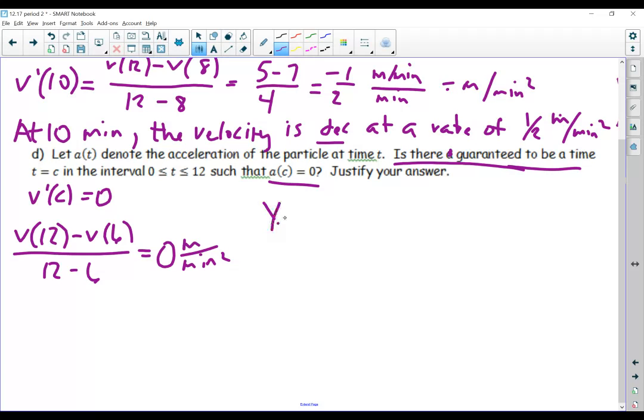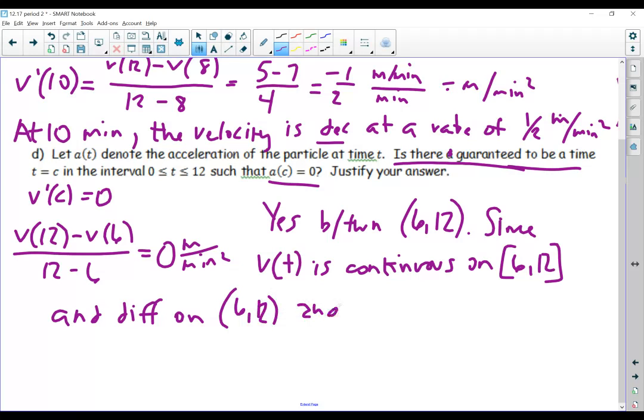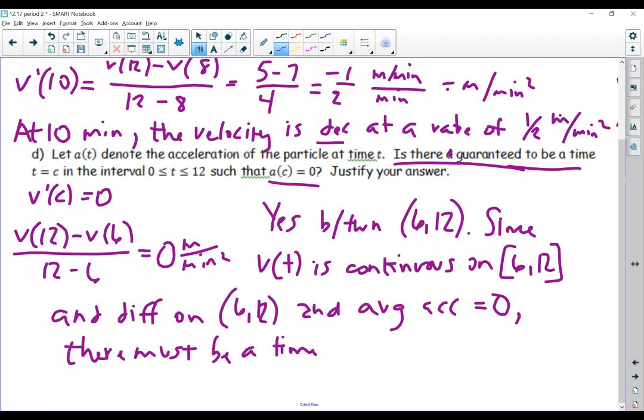So then I'm going to say, yes, between 6 and 12, since v of t is continuous on 6 to 12 and differentiable on 6 to 12, and the average acceleration equals 0, there must be a time where a of t equals 0.